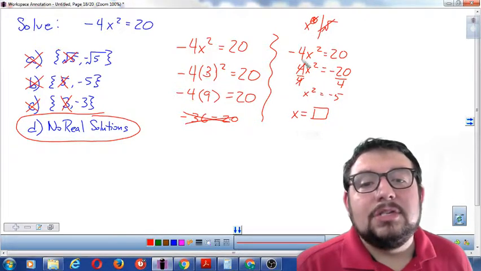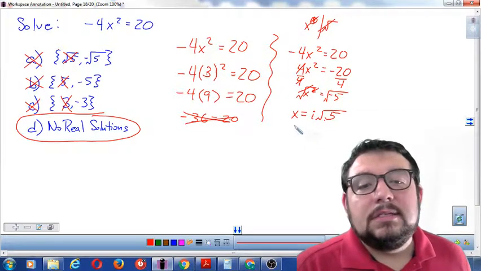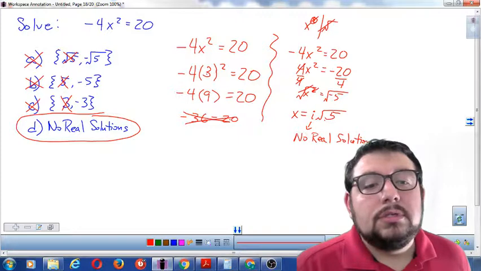Now to get rid of squared, just like I did before, I use the square root. And there's x and square root. And the square root of negative 5. Well, we learned in class that the letter i appears when we have a negative underneath the square root because it's an imaginary root. So x equals i root 5. And on the TSI, when we see the letter i, we automatically know that the answer is no real solutions.